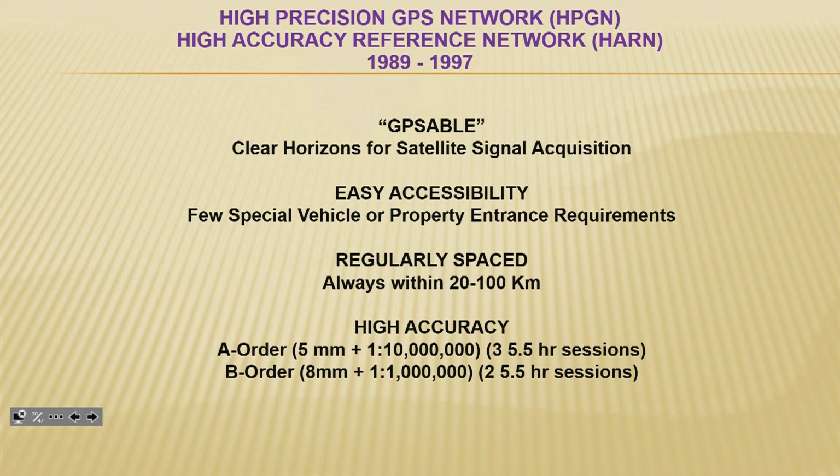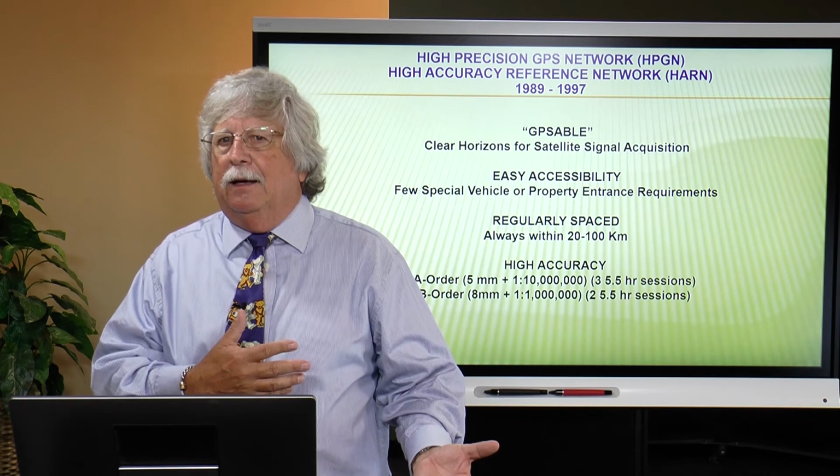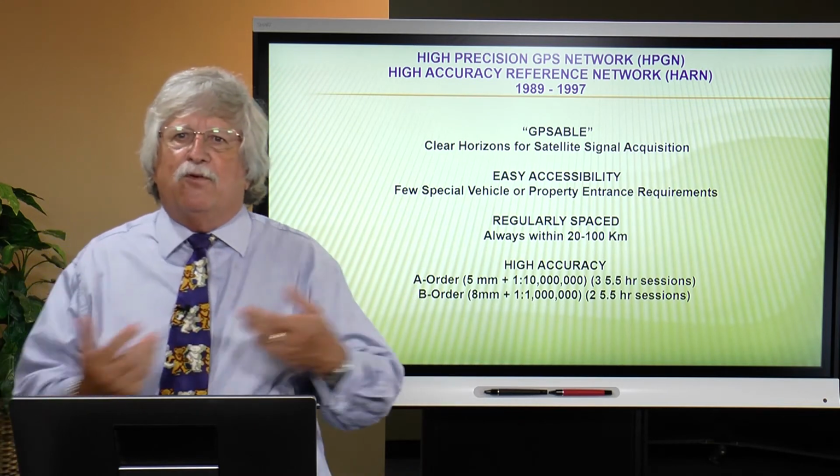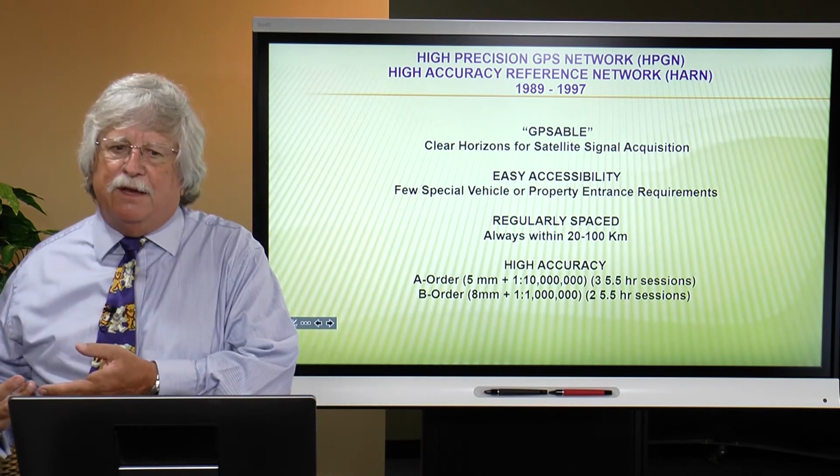A order, 1 part in 10 million, which basically meant you sat on the point for 3 days, 3 sessions, 5.5 hours. Or B order, 1 part in a million, 2 days, or 2 sessions, 5.5 hours. By 1997, the technology of GPS has changed so dramatically from 1989 that all of a sudden there are errors that never existed before now creep into the network.